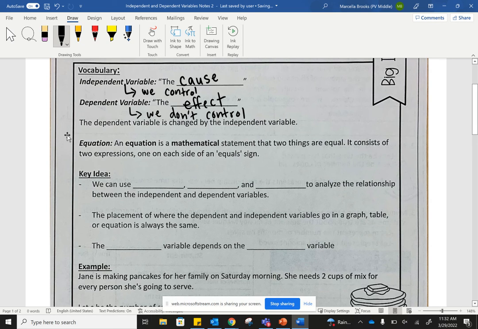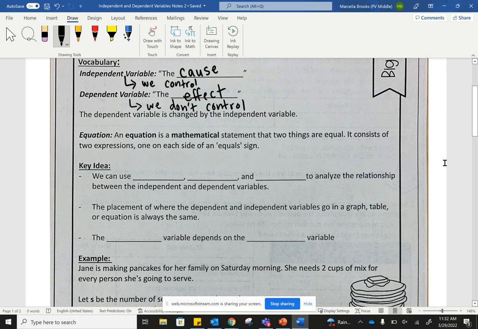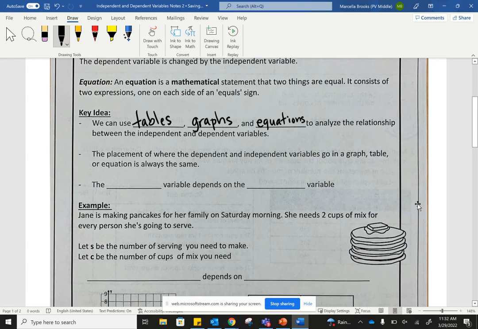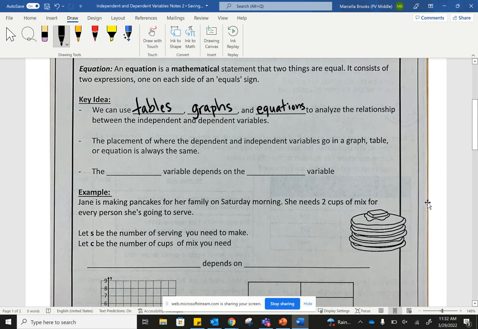So an equation, that's what we're going to learn about, sort of touch on today, is a mathematical statement that two things are equal. It consists of two expressions, one on each side of the equal sign. So we can use tables, graphs, and equations to analyze the relationship between the independent and dependent variables. The placement of where the dependent and independent variables go in a graph, table, or equation is always the same. The dependent variable depends on the independent variable.